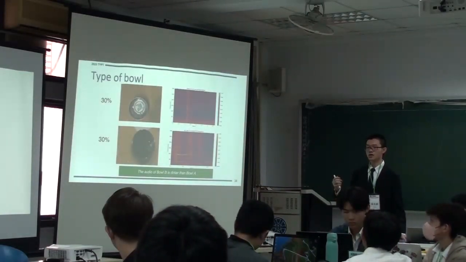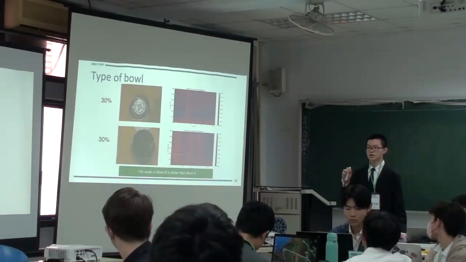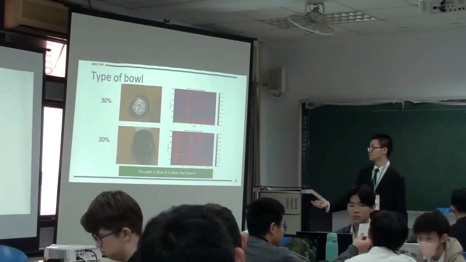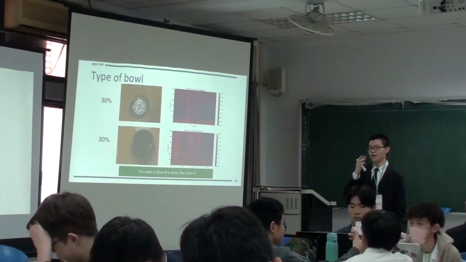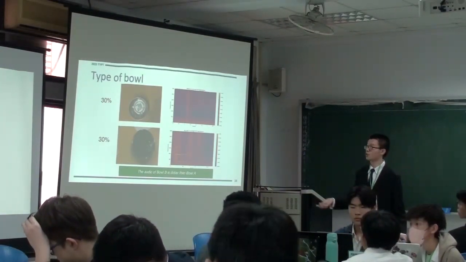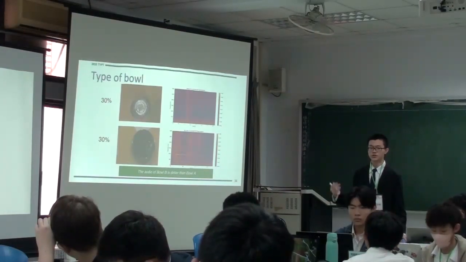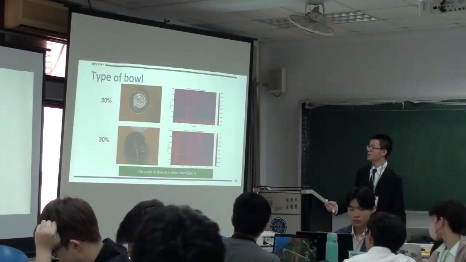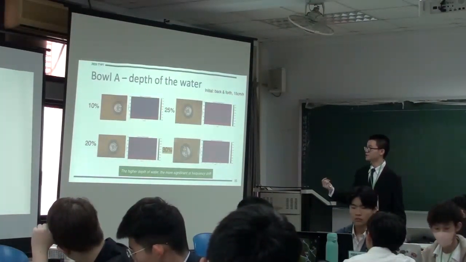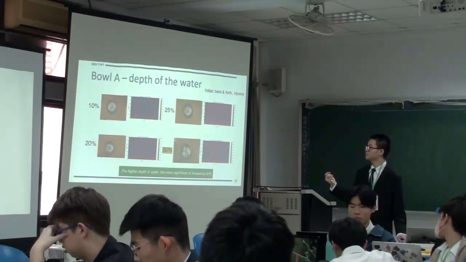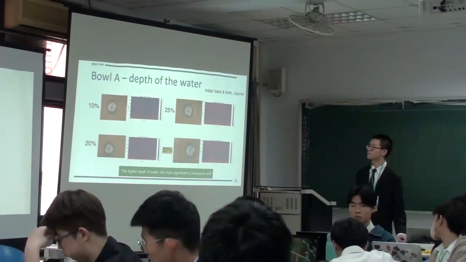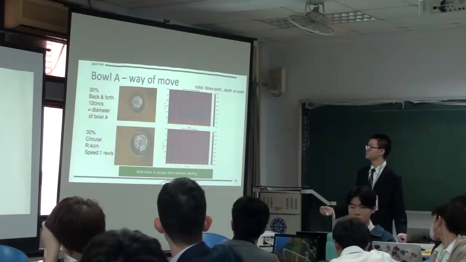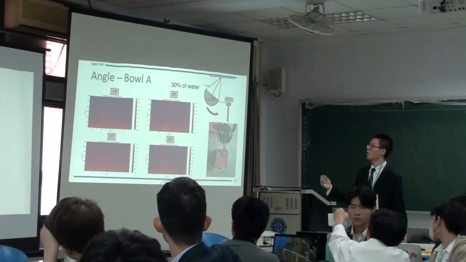I also do a lot of experiments by changing the parameters, the type of bowl. The audio of type B is dirtier than bowl A, so I use bowl A to do the further experiments, because I need to distinguish the noise from the actual whirling sound. The parameters are the depth of water, the way I move, linear and circular, and the angle of the bowl.